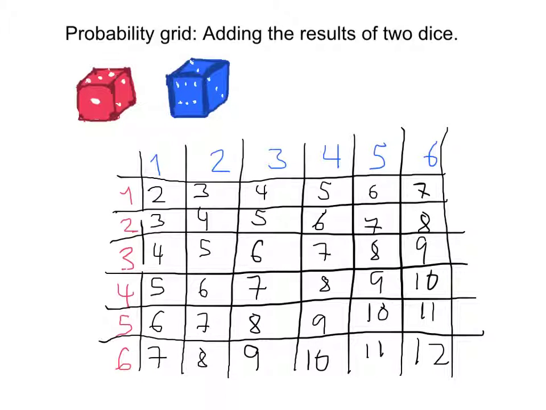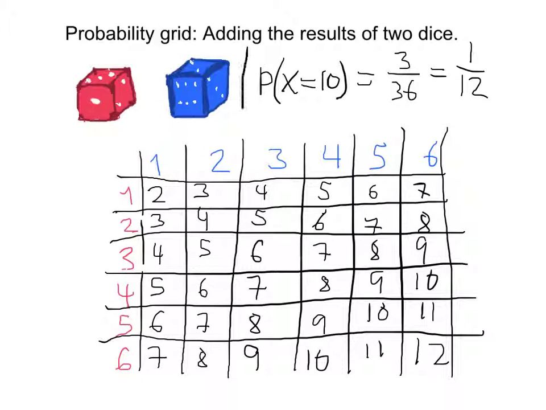Now, if I am to think about what the probability of obtaining, let's say, a 10 is, well, there are 3 places where I get a 10 out of all the 36 possible combinations. So the chance of that happening is going to be 3 out of 36, which I can simplify to 1 divided by 12. This is the basic idea behind what I just built here, which is what we call a probability grid, or a contingency table.